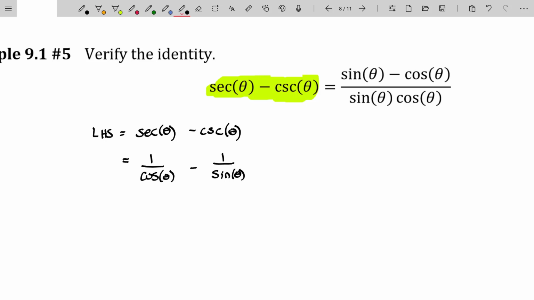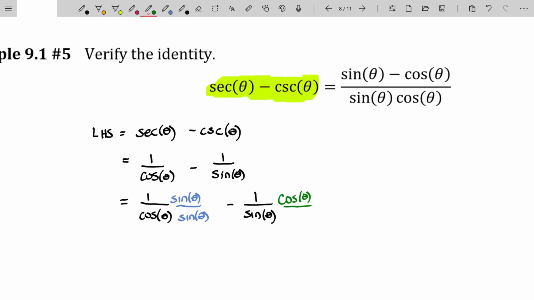And remember, our ultimate goal is to arrive right there. So we need to eventually get everything glued together as a single fraction. So what I'll do is I'll take this first fraction and I'll multiply both numerator and denominator by the sine. And that's because I want to get a common denominator between these two fractions. In the second fraction, I'm going to multiply both numerator and denominator by the cosine.